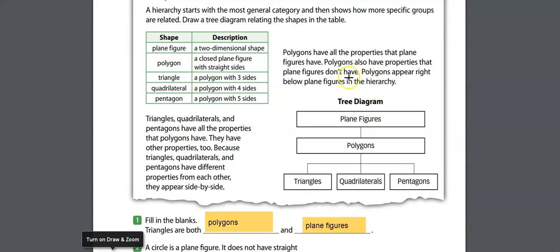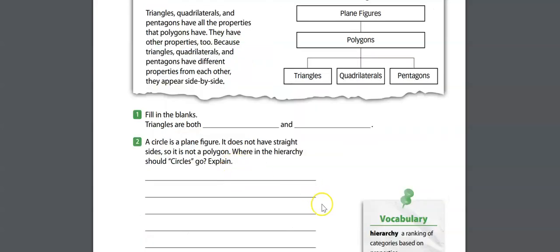So as I can see in my tree diagram, a triangle is both a polygon and a plane figure. Let's move on to question 2. Question 2 says, a circle is a plane figure. And we stated before, a plane figure is a two-dimensional figure or two-dimensional shape. But it does not have straight sides, so it is not a polygon. Where in the hierarchy should circles go?